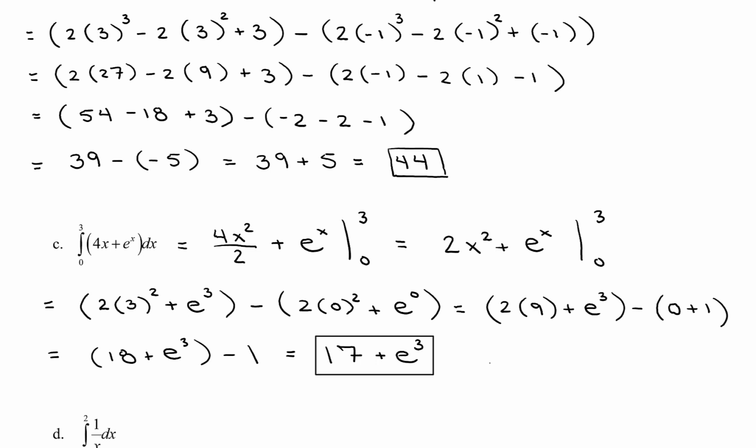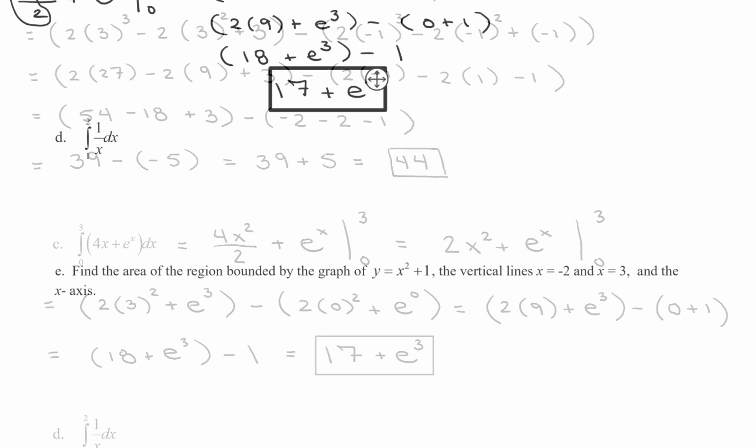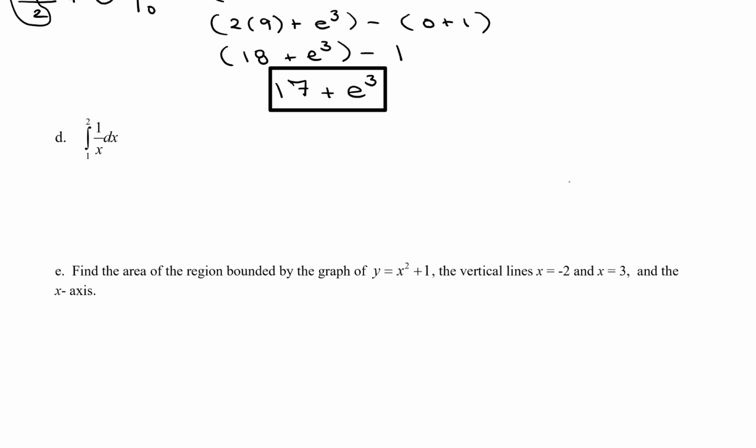So now we're ready to move on to our next example. Example D, the integral from 1 to 2 of 1 over x dx. Let's begin by taking the antiderivative of 1 over x dx. That's going to be the natural log of the absolute value of x, and we are going to evaluate this from 1 to 2. This will equal the natural log of the absolute value of 2 minus the natural log of the absolute value of 1.